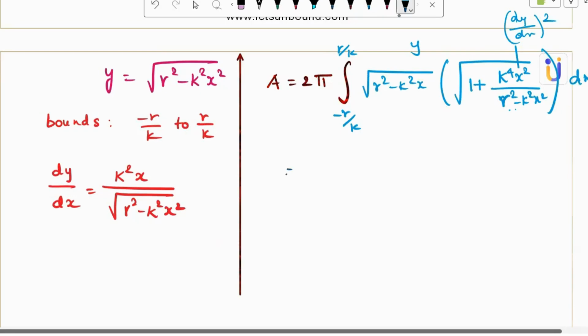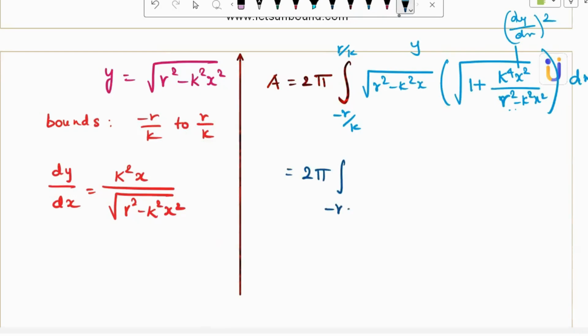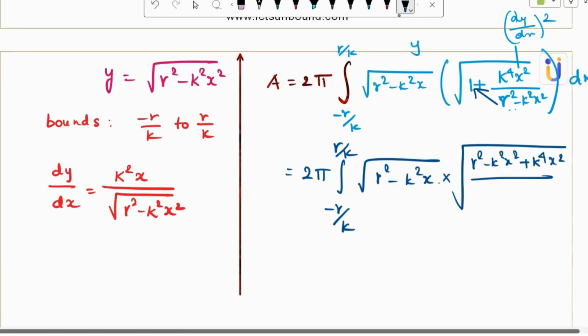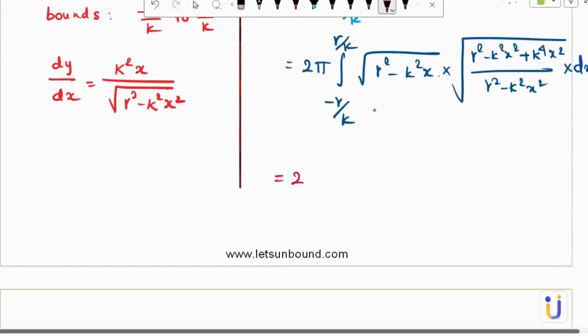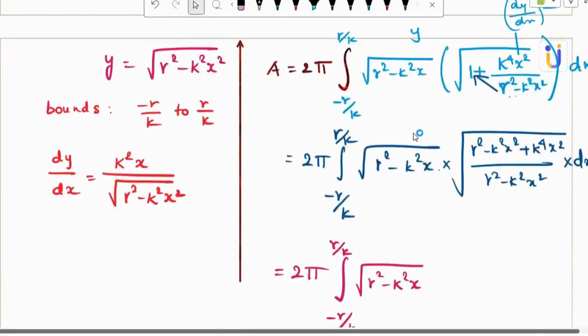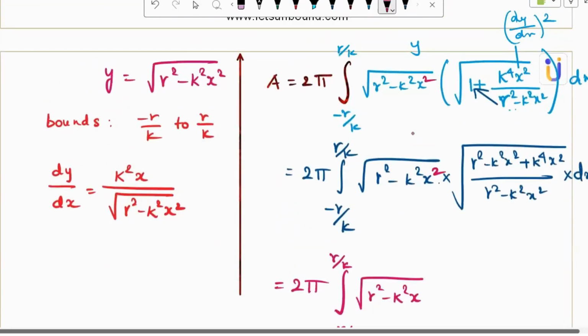Let's continue. So 2 pi integral minus r by k to r by k. It's very similar to what we have done, but here we have an x, that's it. Now you solve inside the big square root. It will get multiplied here, r square minus k square x square plus k power 4 x square divided by r square minus k square x square into a dx. Solving it further, 2 pi integral minus r by k to r by k square root of r square minus k square x square, actually I missed it, right?